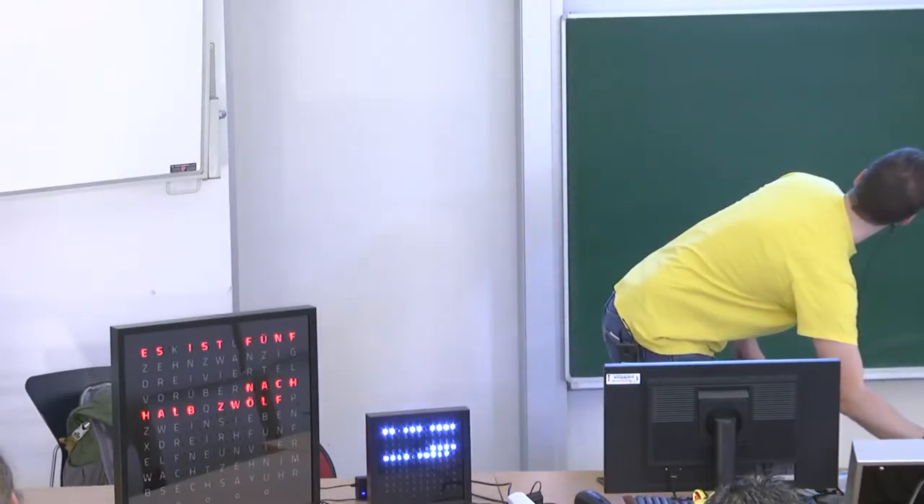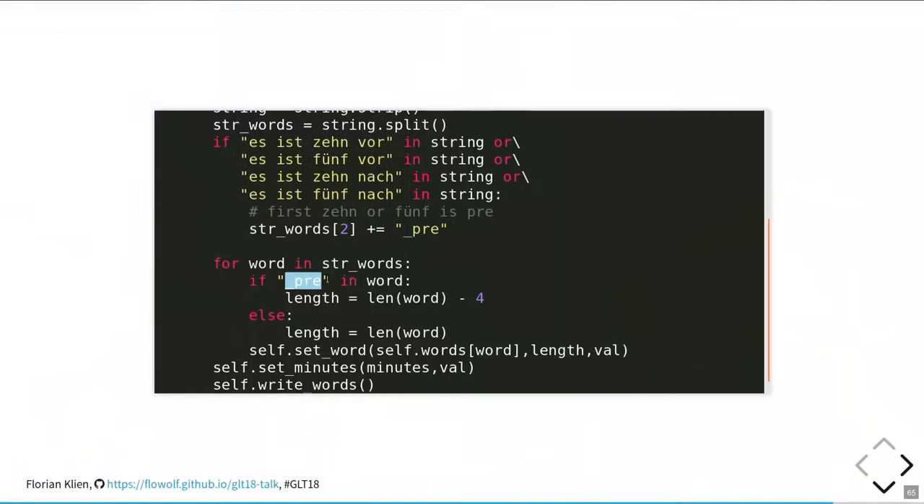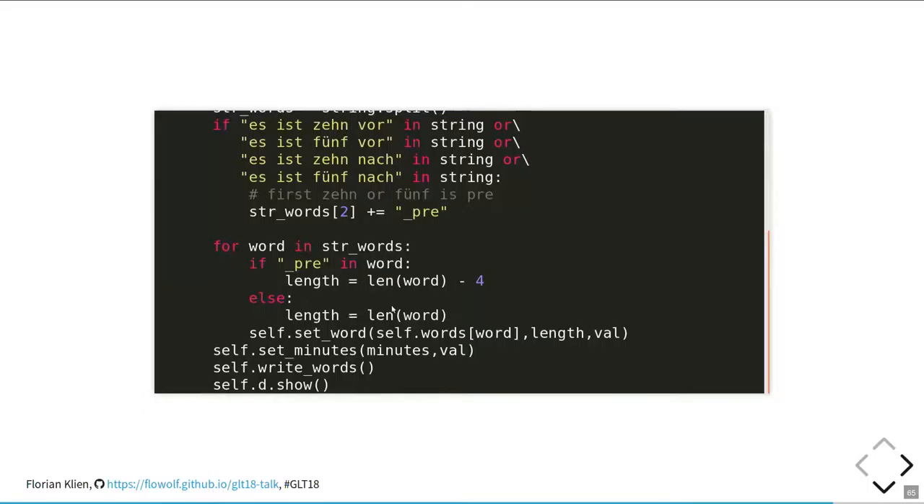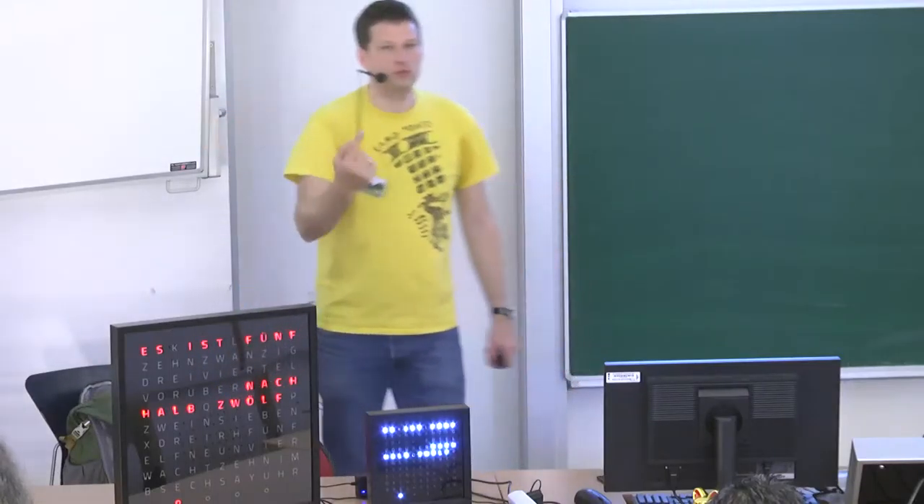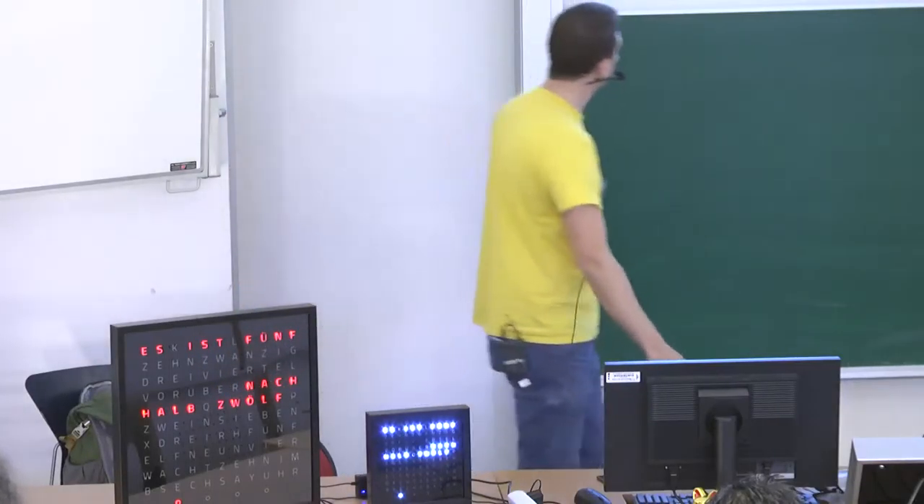And then we say, okay, if pre is in there, we reduce the length of the word we need to light up by 4. And otherwise, we take the length of the word we want to light up, and all we need is the starting index of the word now. We know the word, we know the starting index, and we know the length of the word. So we know exactly how many LEDs I need to light up to show the whole word.